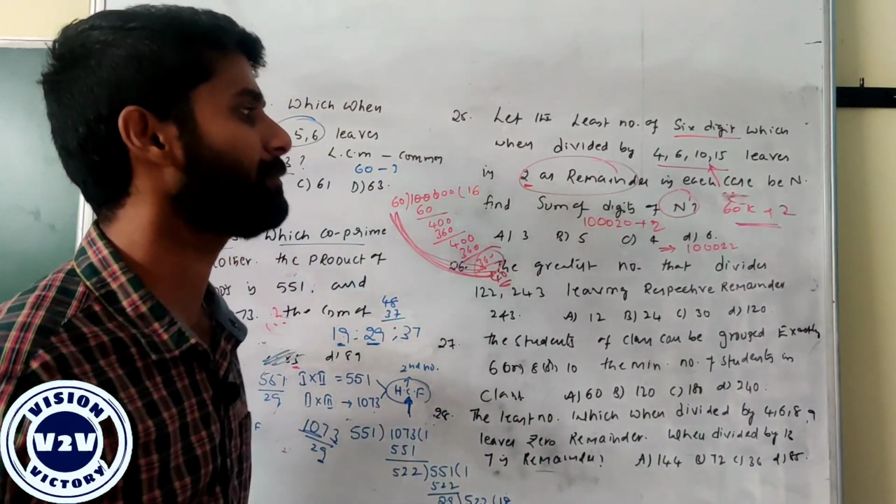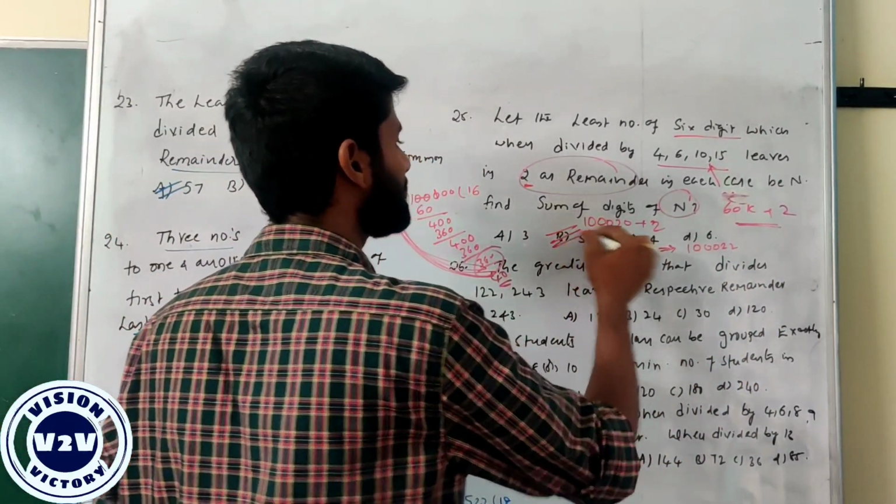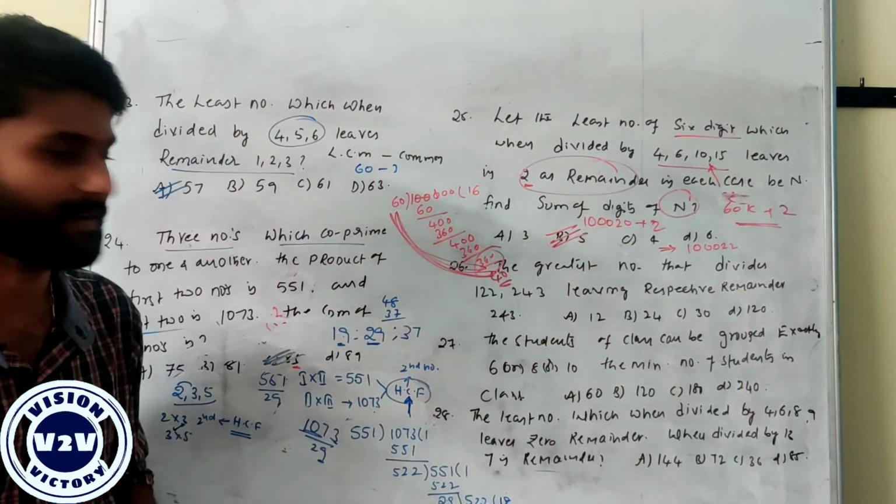Here my question, the sum of its digits value becomes 5. So the option is 5.